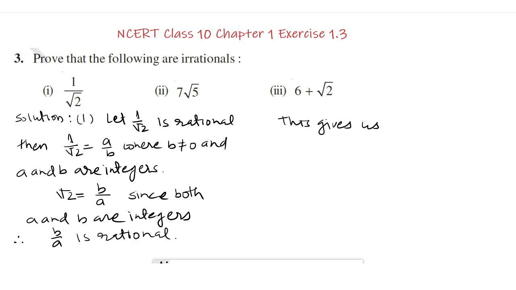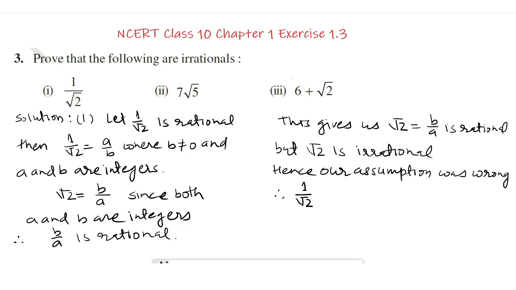This gives us root 2 equal to b upon a is rational, but root 2 is irrational. As we know that root 2 is irrational, hence our assumption was wrong. Therefore 1 upon root 2 is irrational. This we have proved by method of contradiction. Here we have proved that the reciprocal of irrational number is also irrational.